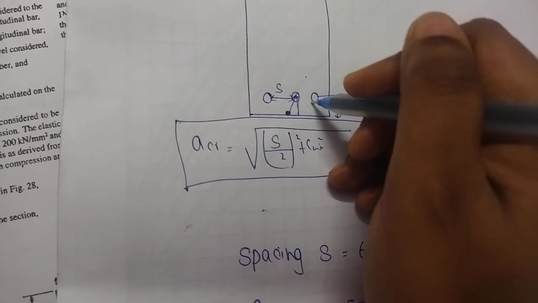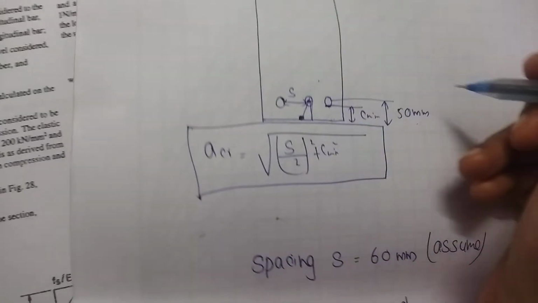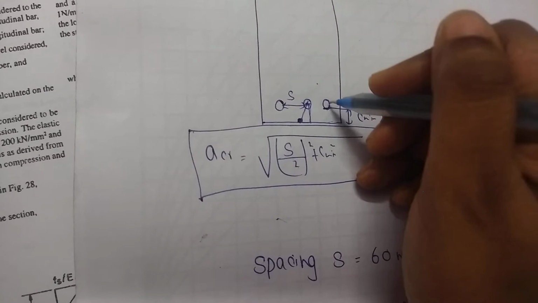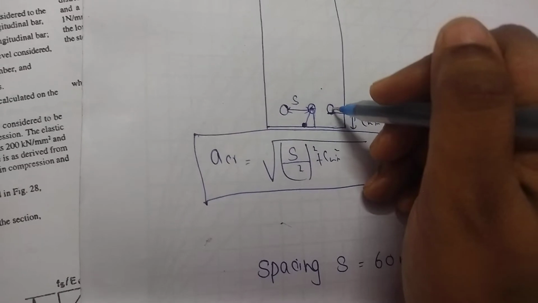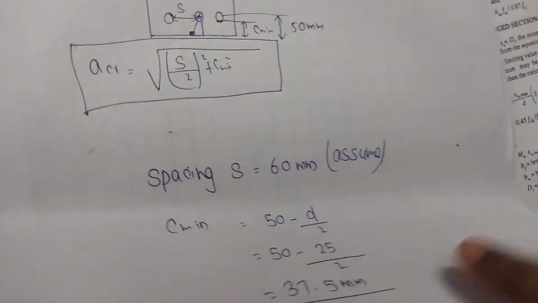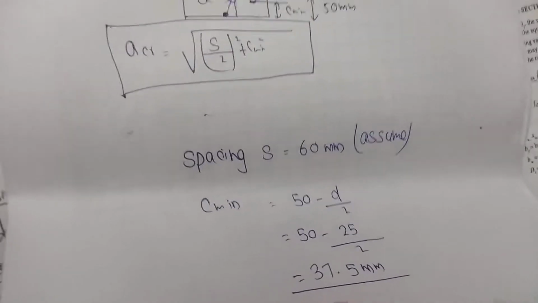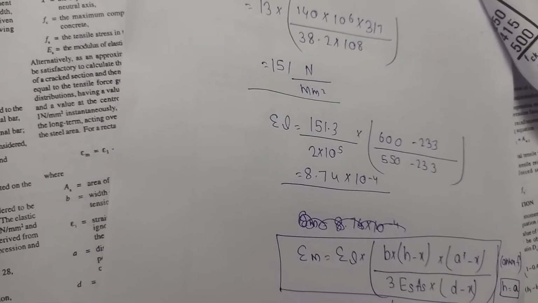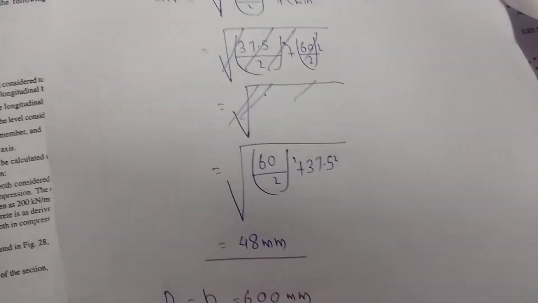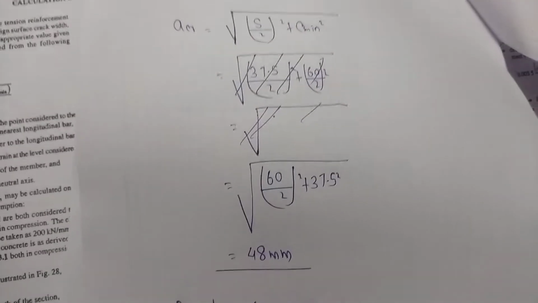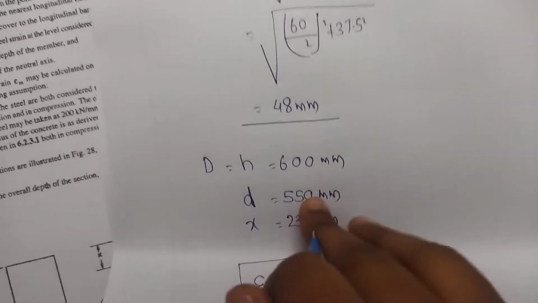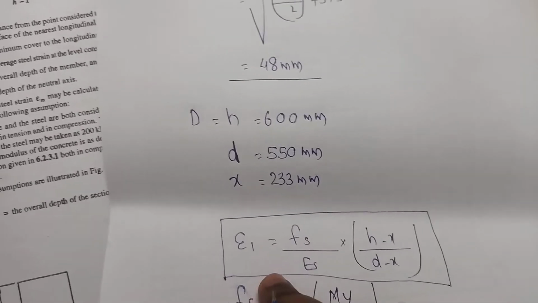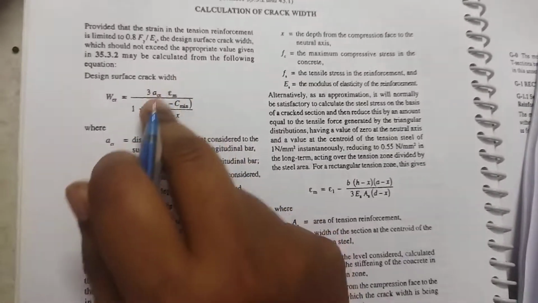The effective cover means the center of this bar to the base point. So C minimum means 50 minus half the diameter of the bar, that is 50 minus D by 2 gives C minimum. Then substitute S by 2 and C minimum in the equation and calculate ACR. Then we want to take the values for calculating epsilon L.